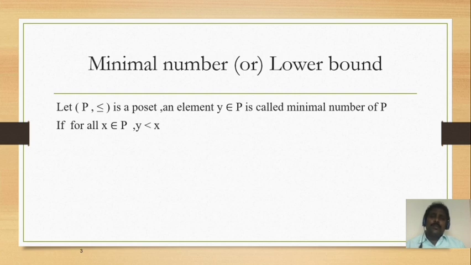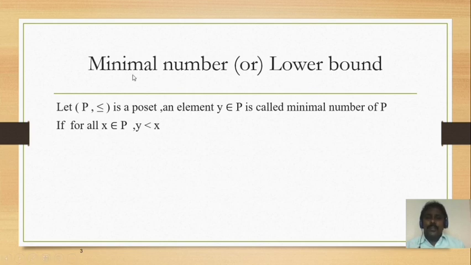Lower bound: let (P, ≤) be a poset. Here a poset must have the relation less than or equal to. I am taking an element y belonging to P. Then it is called a minimal member of P if for all x belonging to P, y is less than x. Here if y is less than x, then it is called a lower bound or minimal member.